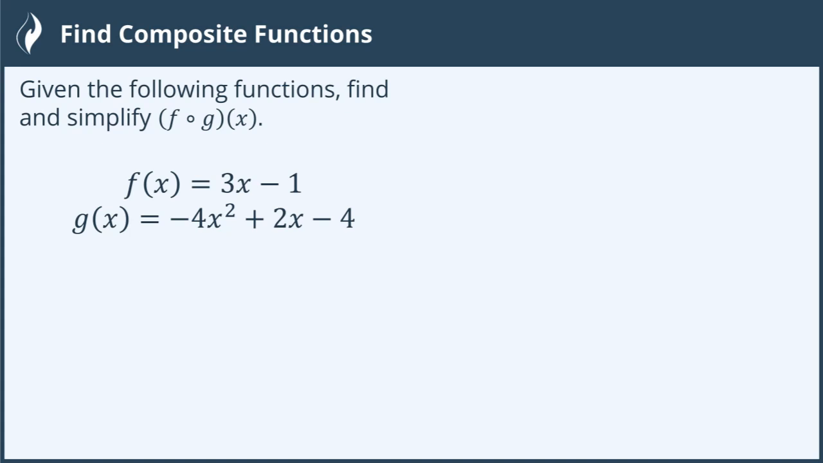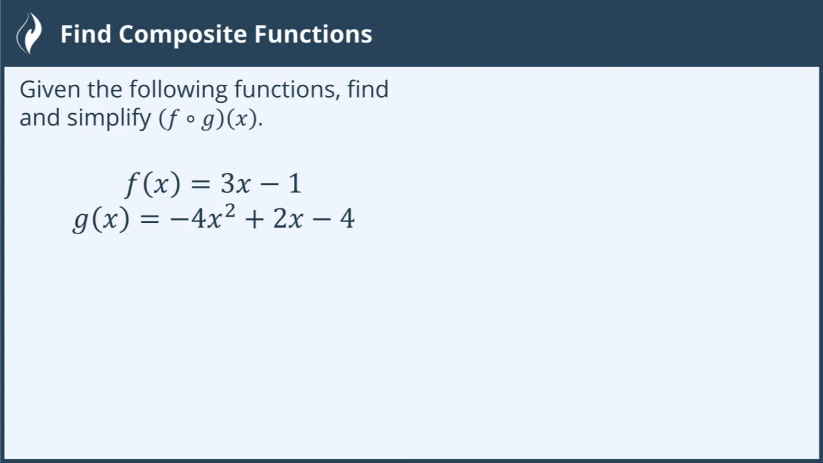Okay, so the first thing I'm going to say is this notation that is right here, f of g of x, is a composition of these two functions. Okay, so that's what that little circle means. It means composition. And so we're given two functions, f of x, which equals 3x minus 1. We're also given the function g of x, which is negative 4x squared plus 2x minus 4. Now we're going to combine or composite these two functions together.